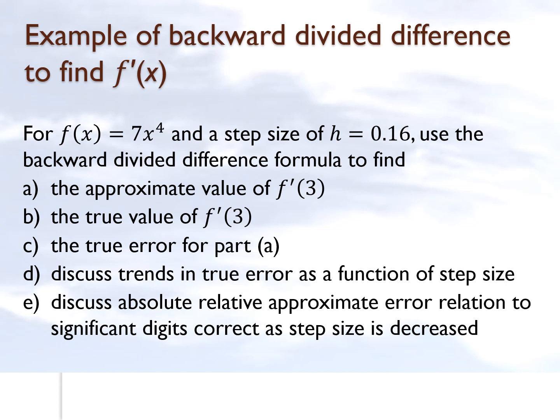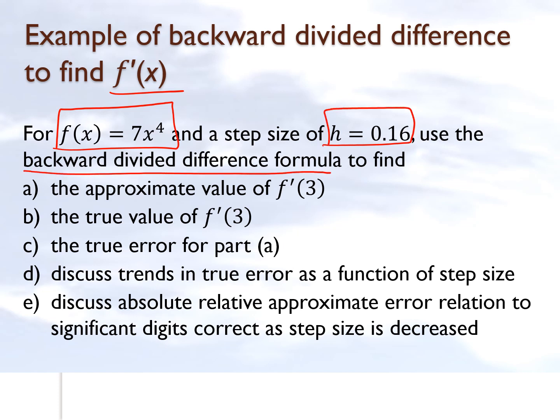So let's look at the example which we are asked to solve by the backward divide difference method to find the first derivative of the function. The function is 7x to the power 4, with a step size of 0.16. We're asked to use the backward divide difference formula to calculate the derivative of the function at 3, and also the true value at that particular point. The reason we're asking for the true value is so that you can appreciate how much true error we are getting.